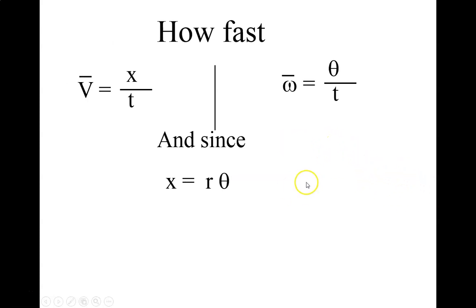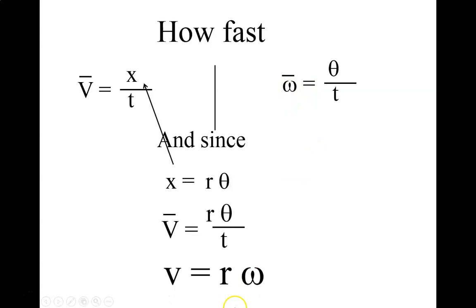So just showing you where the next equation comes from. Since average velocity equals displacement over time, delta x over t, and x equals r theta, I can stick this in for x and get v bar equals r theta over t. And since theta over t equals average rotational velocity, we get the equation that v equals r omega.